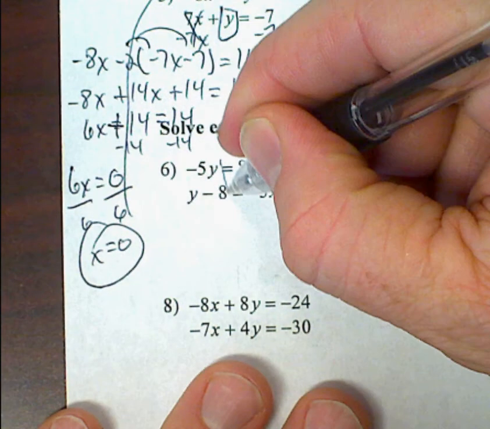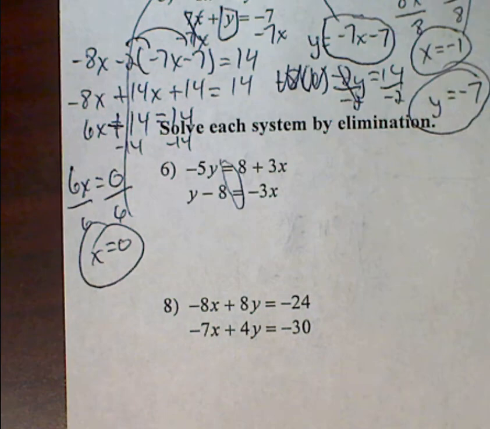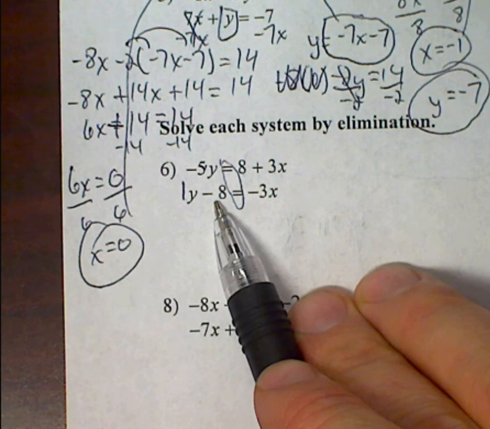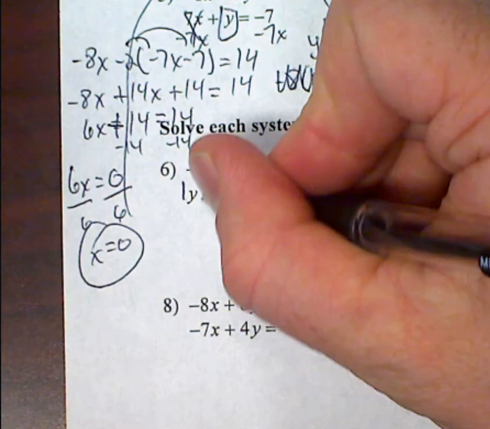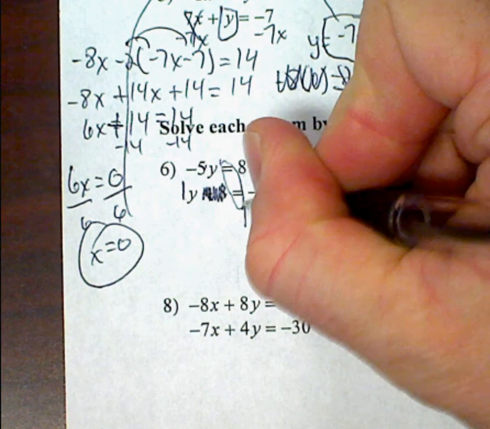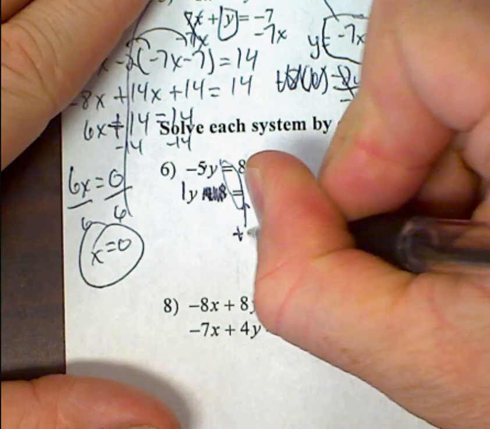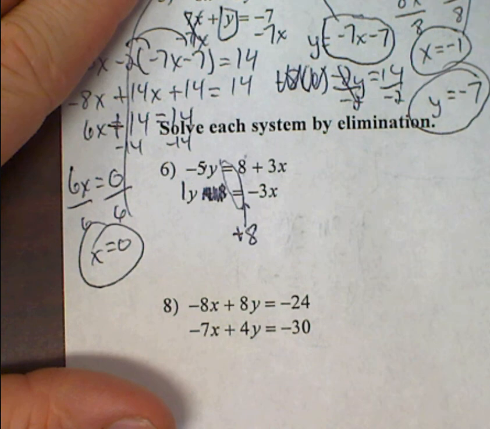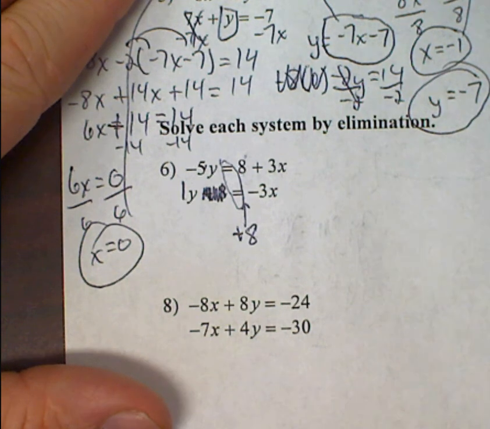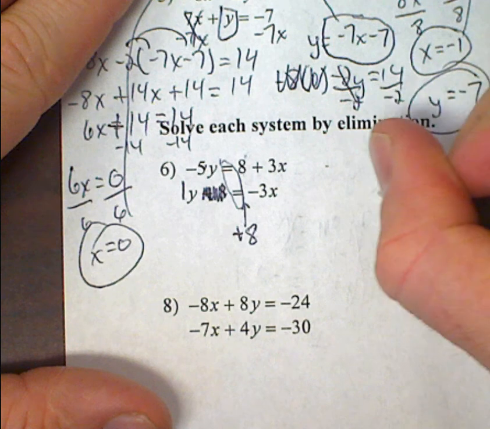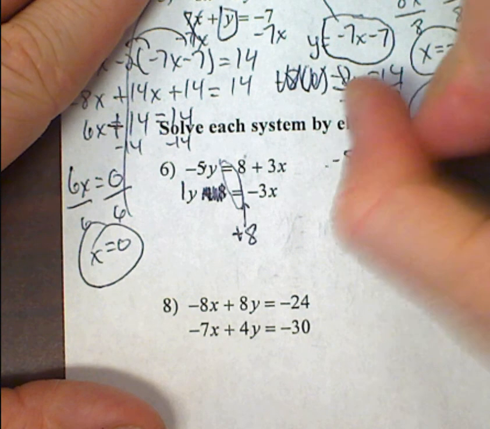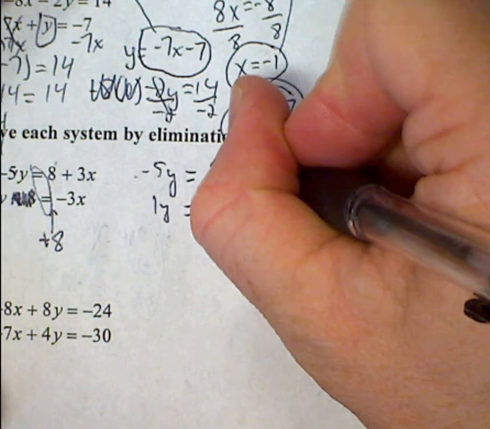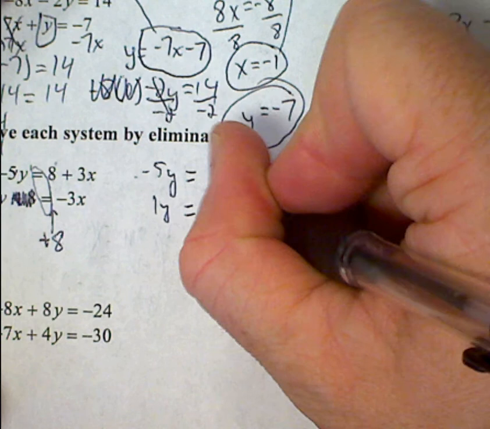My equal signs are pretty much on top of each other. My negative 5y and my 1y are on top of each other. This negative 8 is in the wrong spot. So I'm going to get rid of this negative 8, and I'm going to put it right here. So I'm going to add 8. So my 8's are on top of each other, and my x's are on top of each other. So if I rewrite this, my equal signs, I would have negative 5y over 1y, 8 plus 3x, and then I would have 8 minus 3x.